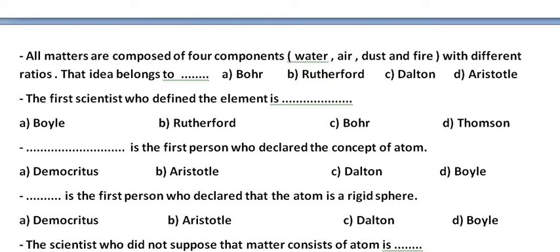All matter is composed of 4 components: water, air, dust and fire, with different ratios. This idea belongs to Aristotle. The first scientist who defined the element is Boyle.